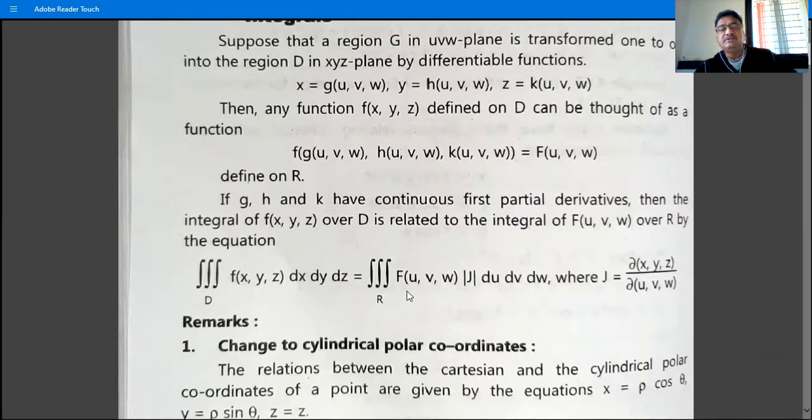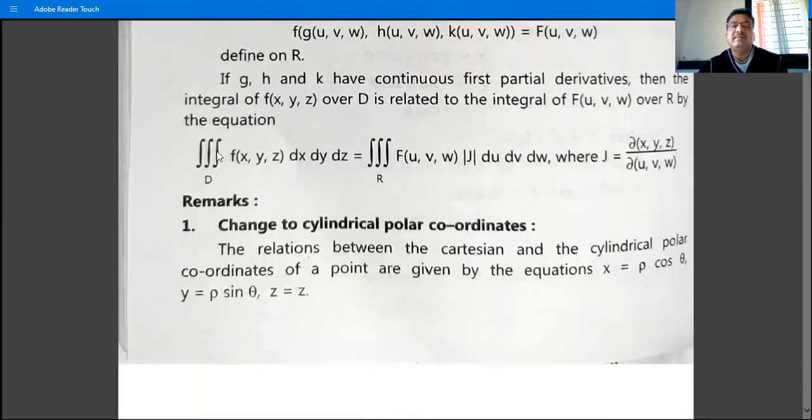This function is converted to another function, suppose capital F of u, v, w, and then dx, dy, dz is replaced by mod J du, dv, dw. What is J? J is the Jacobian, partial x, y, z by partial u, v, w. So this is the formula for change of variable in triple integration, similar to double integration. In double integration, f of x, y changes to f of u, v, and dx dy changes to mod J du dv. In this case, there are three variables.